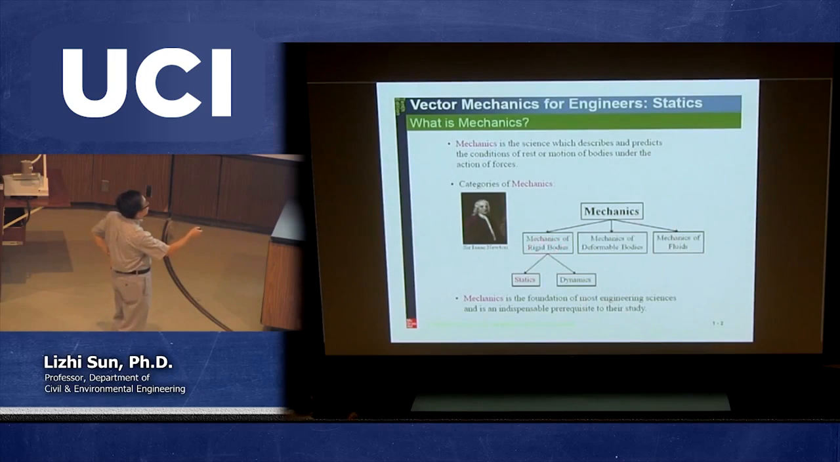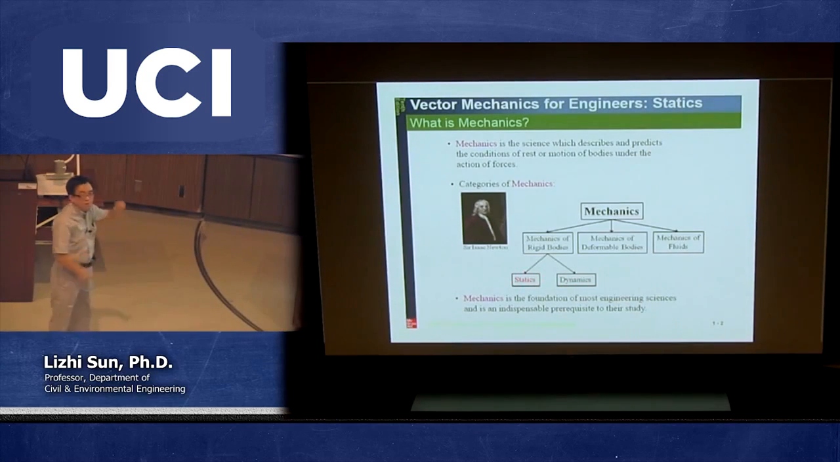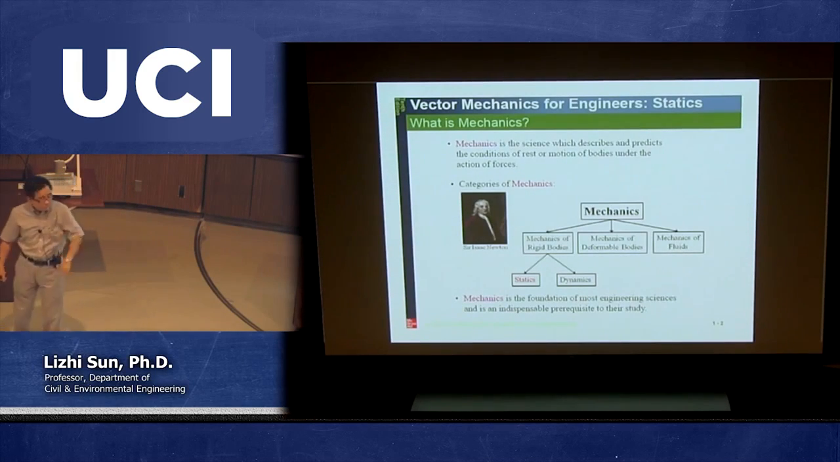So in rigid body mechanics, we're going to talk about two things. One is statics, and the other one is dynamics. Statics is the one we are talking about right now, which is called CE30 or MAE30. And then you're going to move to dynamics. Most of you will move to dynamics next quarter. It's called CE80 or MAE80.